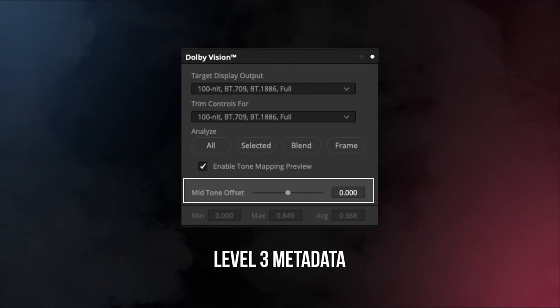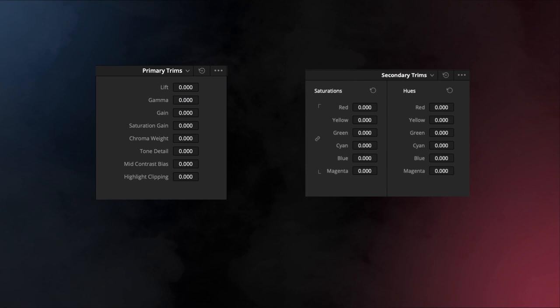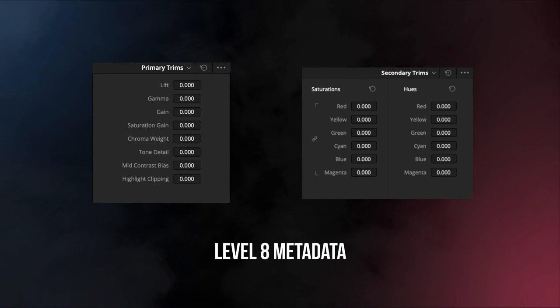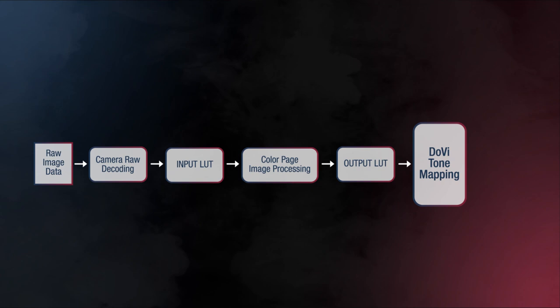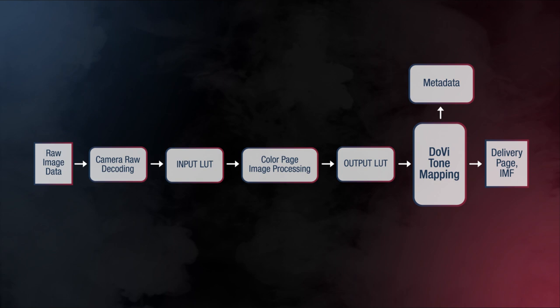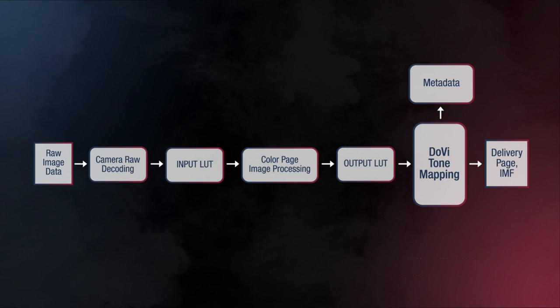And finally, we made adjustments in different sections of the image using primary and secondary trims. This information gets recorded as level 8 metadata. All of this information goes at the very end of the color chain in Resolve. Now the question is, what can we do with all of this metadata we have created? After this analysis, we can create an IMF. The IMF will export the image and embed the metadata. If you want to know more information about how to create an IMF, click this link.